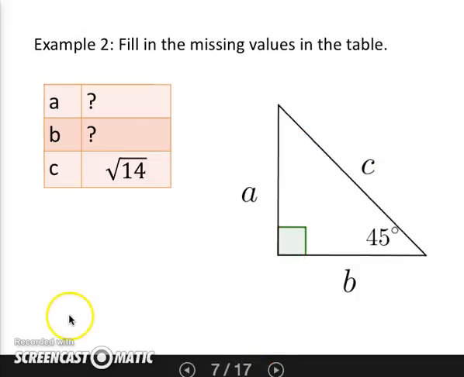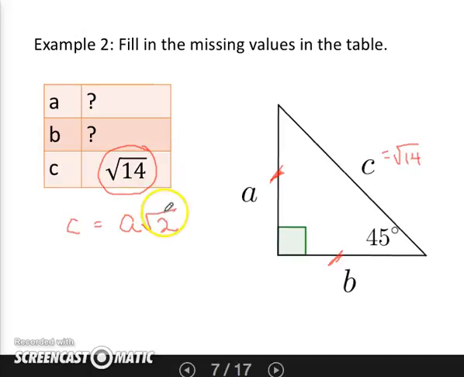Okay, here we have another example, and this time we're given the measure of the hypotenuse. So we have that C is the square root of 14. This is the same kind of special triangle. We have these two legs being congruent to each other, and we have the theorem that says C equals A times the square root of 2, or the square root of 2 times A. We can write it either way.